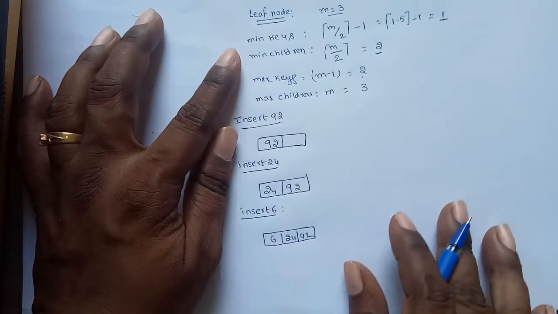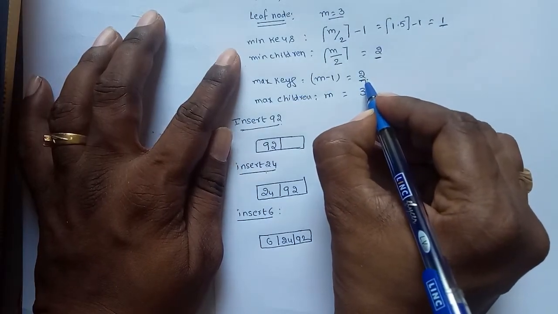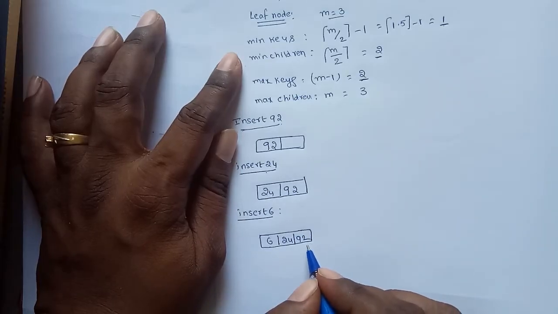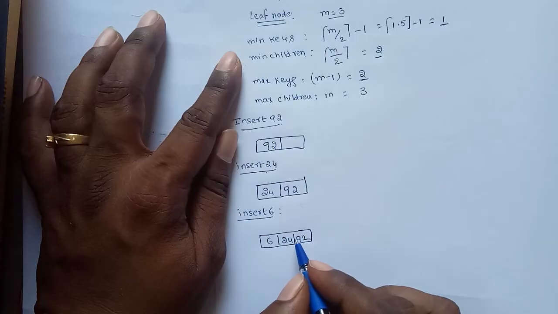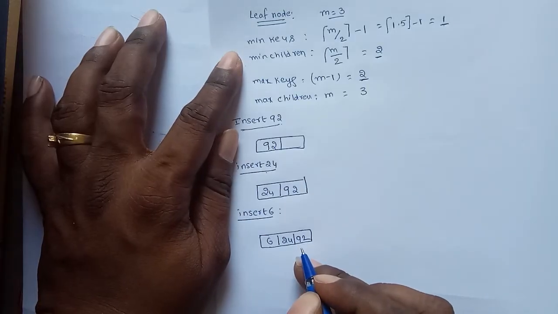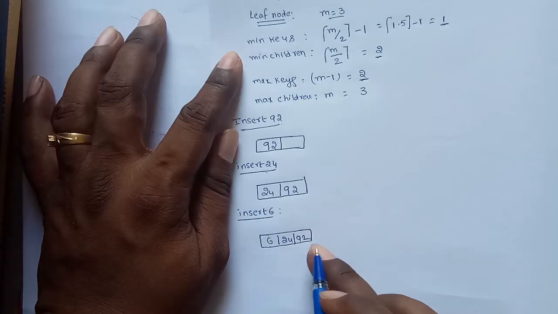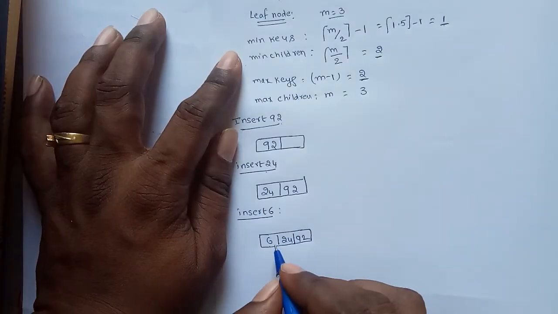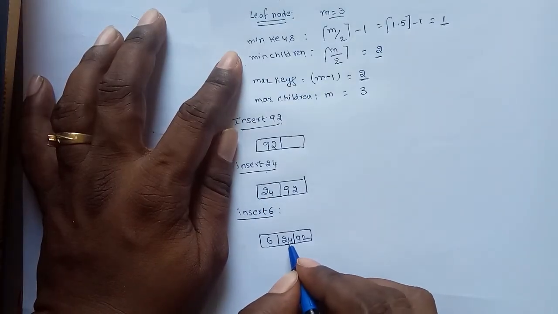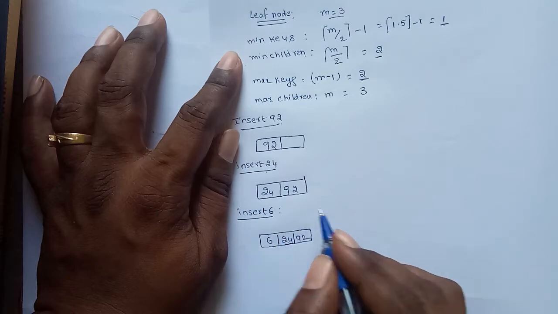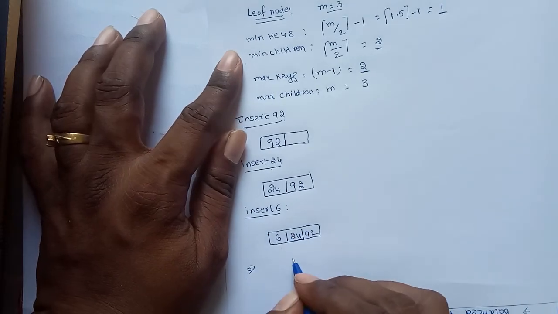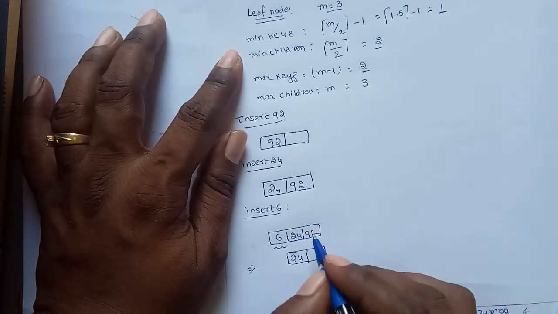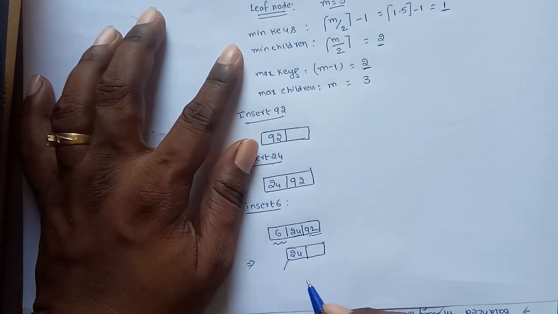But see this one, according to the property, the maximum keys allowed are only 2. But after inserting 6, this node becomes 3 elements. This node contains 3 keys. It violates the property. What do we have to do? Whenever it violates the property, perform the split operation. After splitting, the middle element, that is the median element, moves to the root. That means after splitting, 24 is moved to the root, and this part is the left subtree and this is the right subtree, and this is the tree.